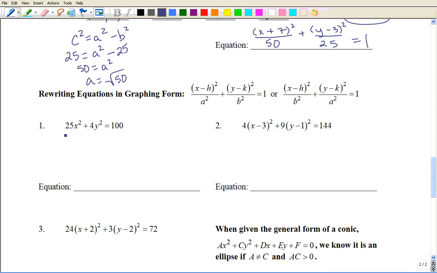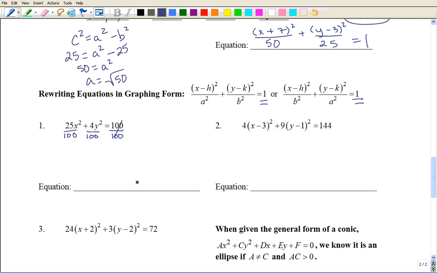So on number 1 here, I've got 25x squared plus 4y squared equals 100. Couple of things you notice. There's a 25 and a 4 in a weird place right there. We don't have any coefficients in front of the x or the y's. And also, the equation should always be equal to 1 for an ellipse. So the easiest way to look for this is, don't worry about that 25 and 4 for a second. I know this 100 should be a 1. So if I divide every single thing by 100 and simplify it, then I'm going to get my equation.